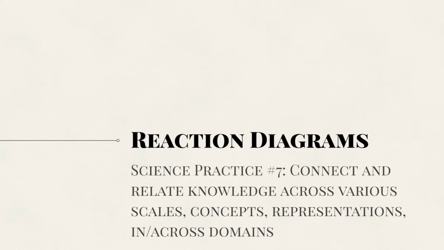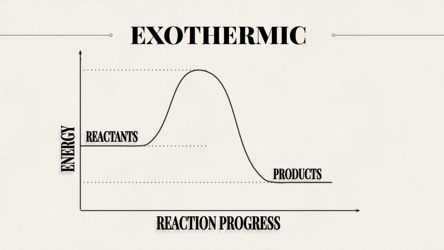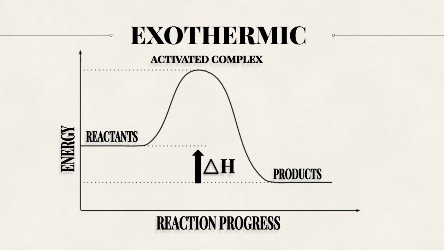Here, I will be using science practice number 7 to connect to thermochemistry, specifically exothermic and endothermic reactions. Here is an exothermic reaction diagram. The difference in energy between the reactants and products refers to the change in enthalpy. The highest point on this diagram is called the activated complex or the transition state. This is where there's a likelihood whether the activated complex forms products or remains as reactants.